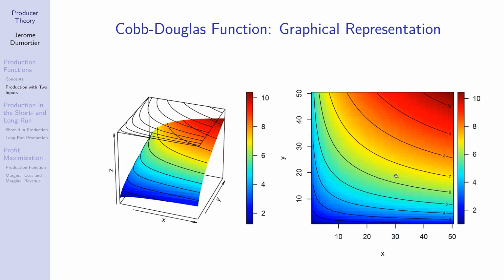On the right-hand side here, you see a picture that is similar to what you have seen in consumer theory, where you have what are called isoquants. Those isoquants, those contour lines, represent all the combinations of inputs that lead to the same level of output. So for example, this isoquant here gives you an output of 7.